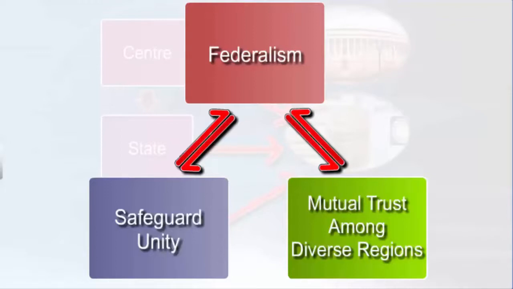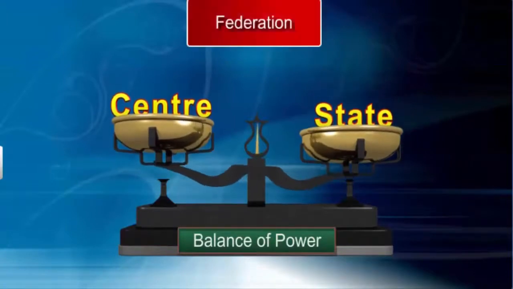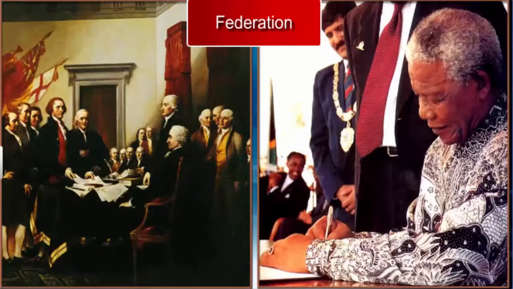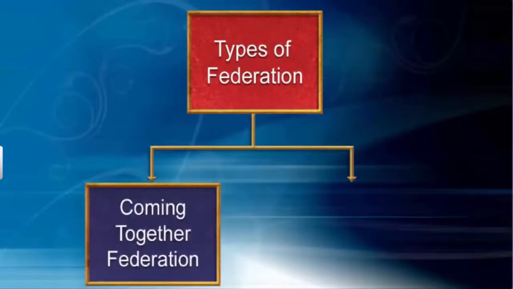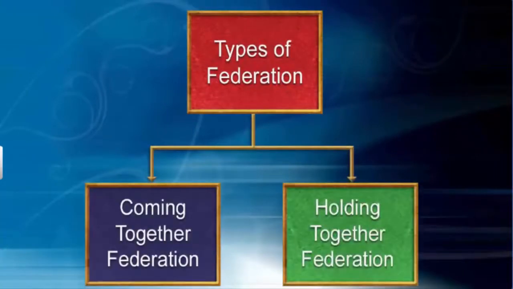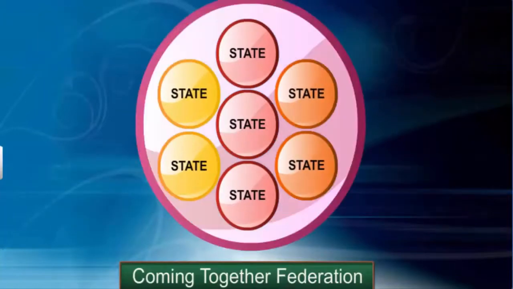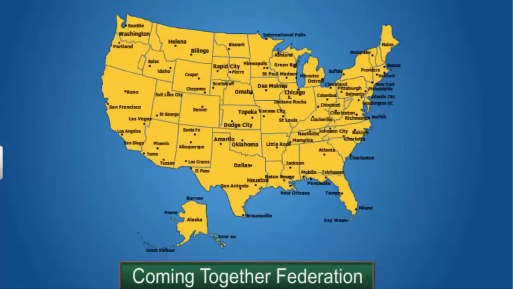The balance of power between the center and state governments can vary from federation to federation. It depends mainly on the historical context in which the federation was formed. There are two ways in which federations can be formed: coming together federations and holding together federations. In the coming together federations, independent states come together on their own to form a bigger unit, so that by pooling sovereignty and retaining identity, they can increase their security.